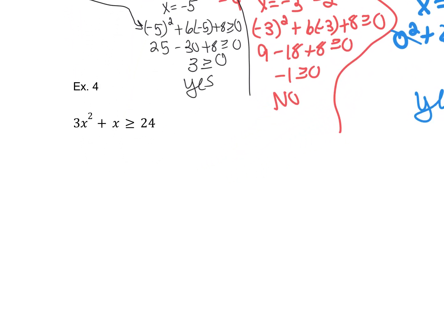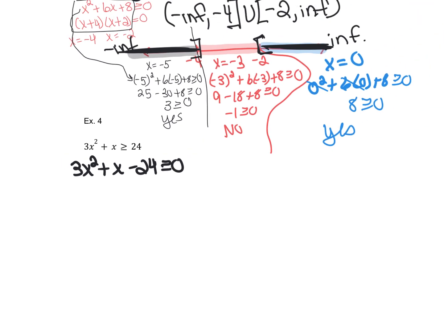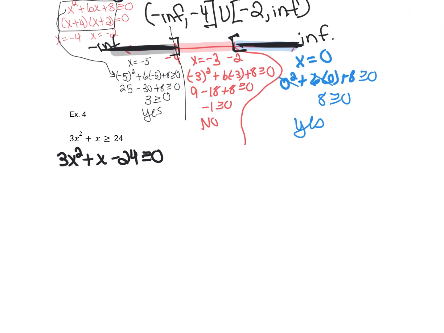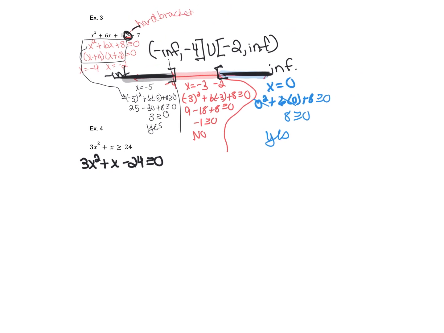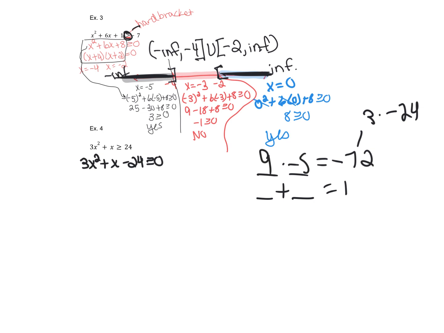I'm going to subtract 24 from both sides. 3x squared plus x minus 24 is greater than or equal to 0. All right, well, we're going to have to do some thinking over here because we can't just factor that really easily. We're going to have to think about our box method because there's a 3 out in front. So I need two numbers that multiply together to be -72 and add together to be +1. Remember, this comes from 3 times -24. So those two numbers would be 9 and -8.